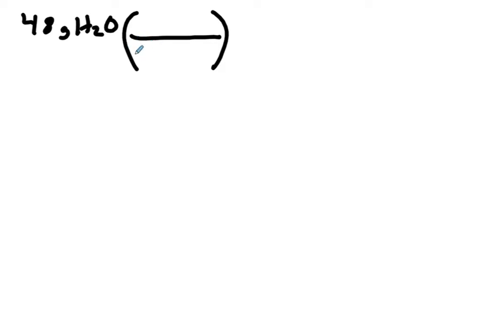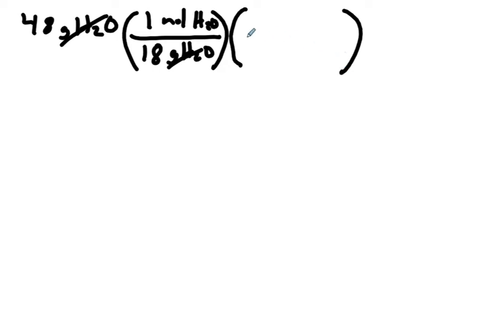So we've got to get rid of grams of water, so we see 18 grams of water. That's the molar mass of water. It's going to give us 1 mole of water. So we'll cancel grams of water to give us moles of water. And what we really want is moles of hydrogen atoms. So we can get that from our formula.